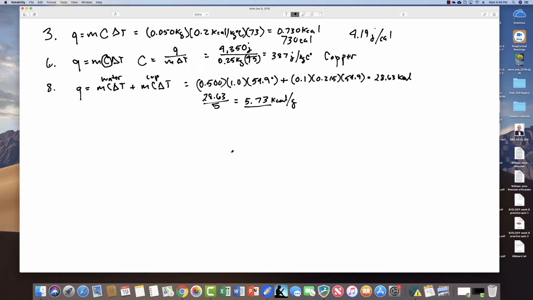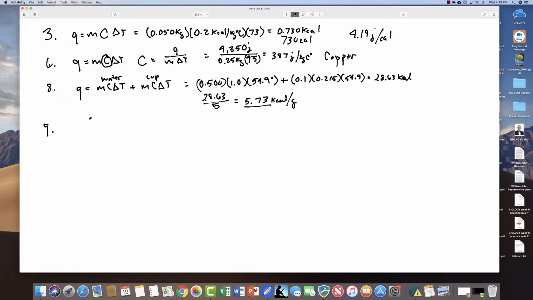As it turns out, when you look on the label, the calories they tell you are actually kilocalories. So it's 5.73 kilocalories per gram. Now there are 29 grams in an ounce. So if you multiply this number by 29, you'll find out how many kilocalories it is per ounce. And if we just said 30, you see it's going to be about 170 calories per ounce.